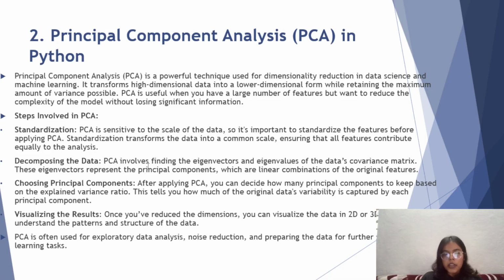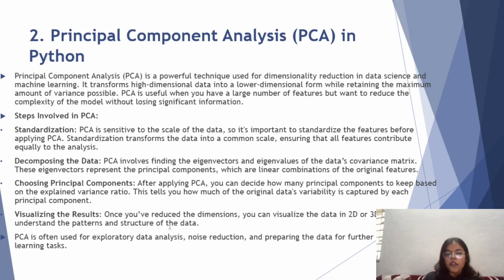Decomposing the data. PCA involves finding the eigenvectors and eigenvalues of the data covariance matrix. These eigenvectors represent the principal components. Third is choosing principal components, which is the most important step. After applying PCA, you can decide how many principal components to keep based on the explained variance ratio. This tells you how much of the original data's variability is captured by each principal component.